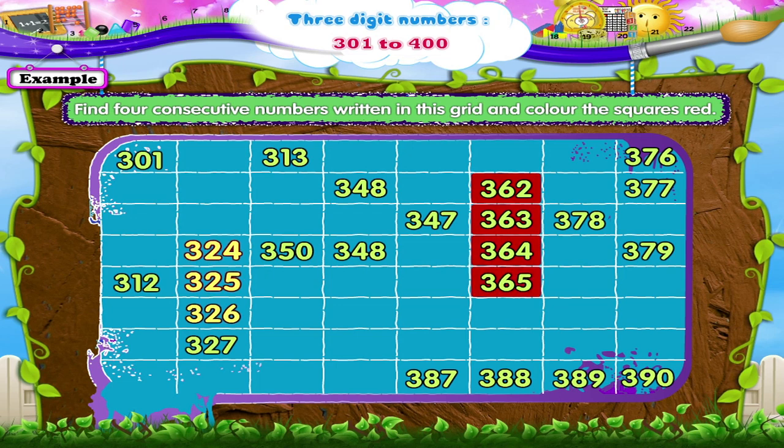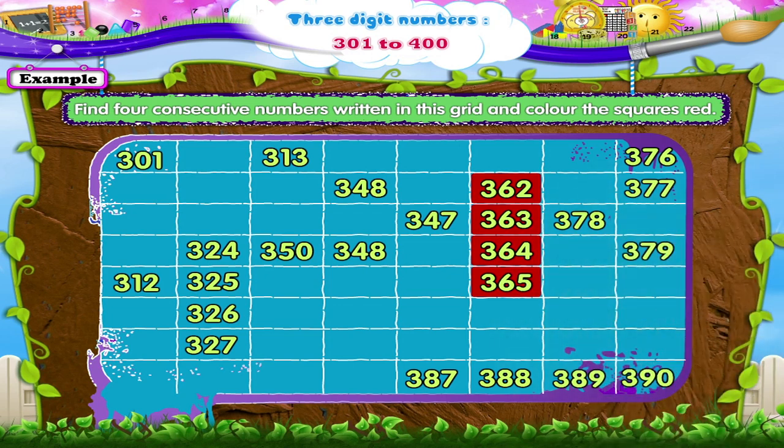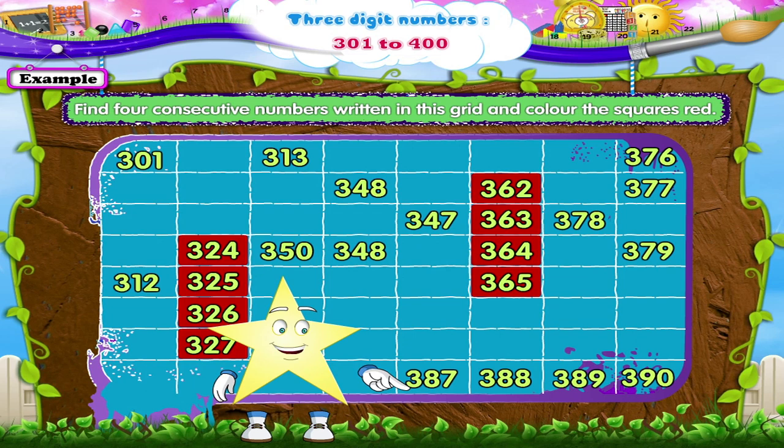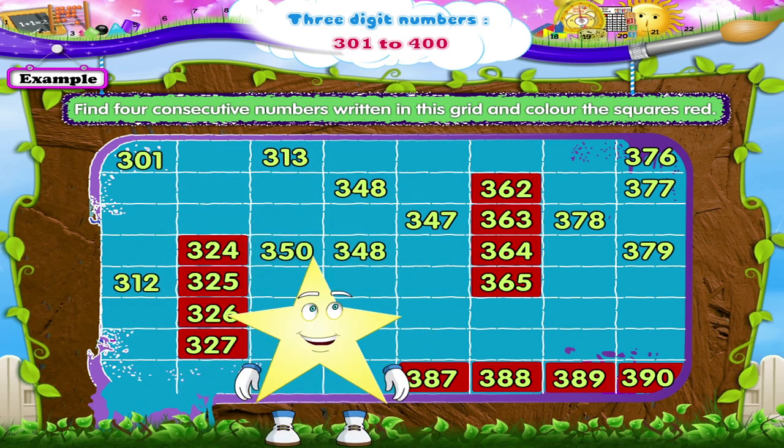Now it's your turn. Yes, Tari, you are right. Here is a set of consecutive numbers written vertically. 324, 325, 326, 327. Let's see who finds the next set of numbers. You pointed at the right numbers, Tari. 387, 388, 389, and 390 are four consecutive numbers. I don't think we can find more such numbers, Tari. Wasn't that interesting?